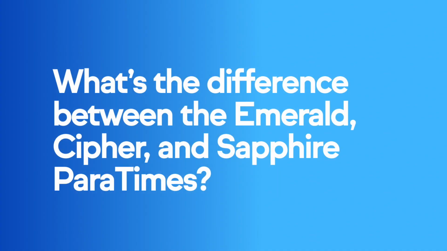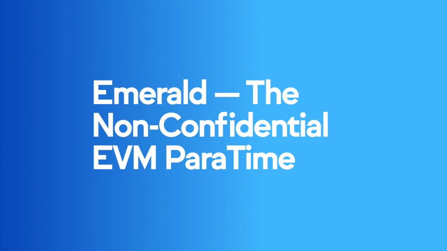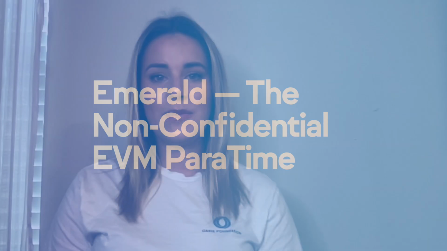Question 3. What's the difference between Emerald, Cipher, and Sapphire? All 3 Oasis Network ParaTimes share some key features, so it's no wonder that some of you are wondering what sets each one of them apart. First, Emerald is our non-confidential EVM ParaTime. It allows development in Solidity, which makes it easy for Ethereum developers to get started. Emerald also offers greater scalability than other L1s, higher transaction throughput, 99% lower fees than ETH, and cross-chain interoperability.